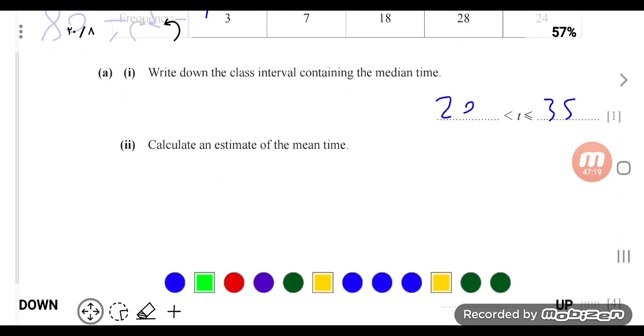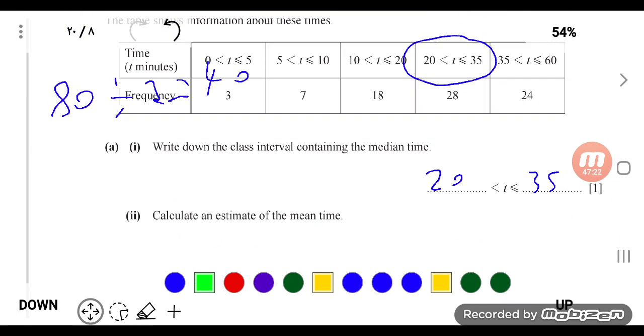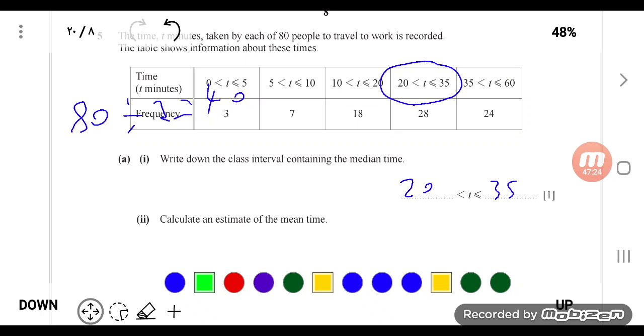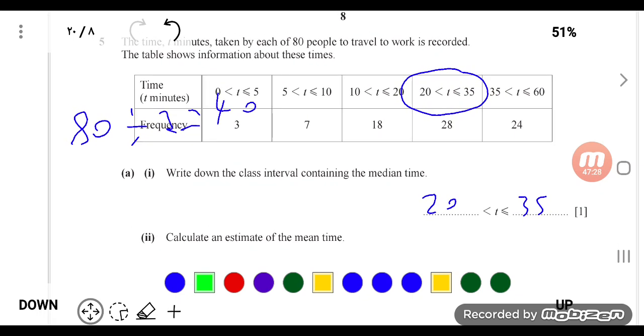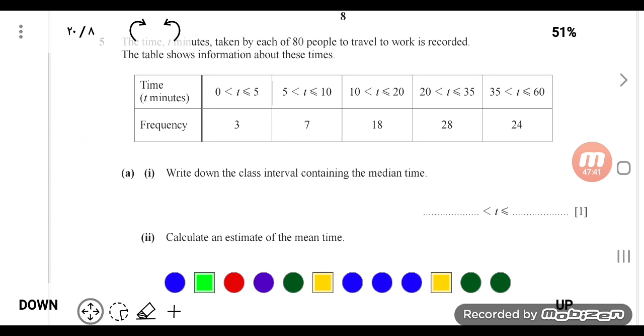Next question, calculate an estimate of the mean. This is a very regular question in IGCSE paper 4. Always it has 4 marks. To do that, first step, I have to find the midpoint of each interval. So the midpoint of each interval, you add 0 plus 5 divided by 2, you get 2.5. So here 2.5.